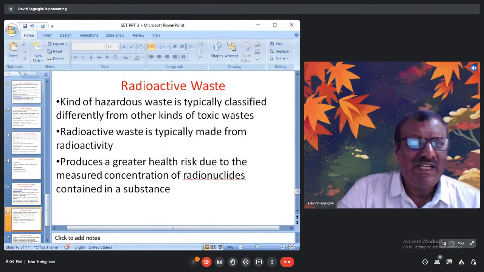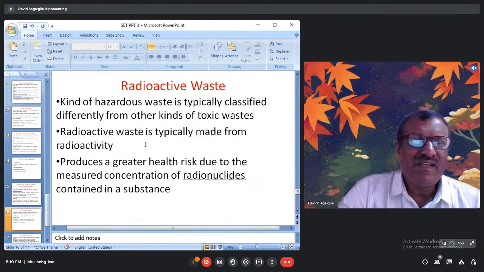Then we have radioactive waste. Now, what is radioactive waste? It is typically classified differently from other kinds of toxic waste. There are poisonous wastes, there are hazardous wastes, but radioactive waste is something which is very different. It is more poisonous. It basically comes out from nuclear substances or atomic substances. Radioactive waste is typically made from radioactivity.